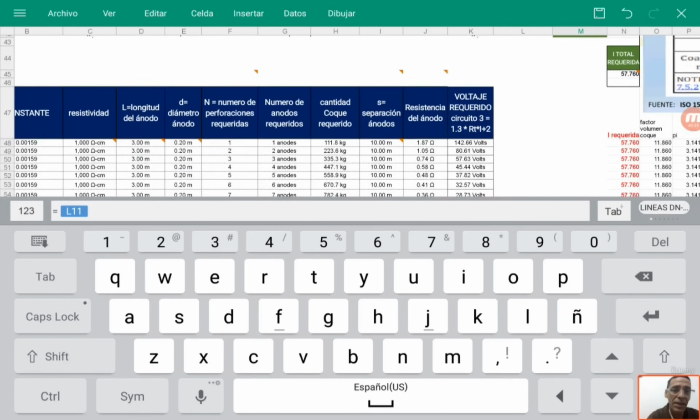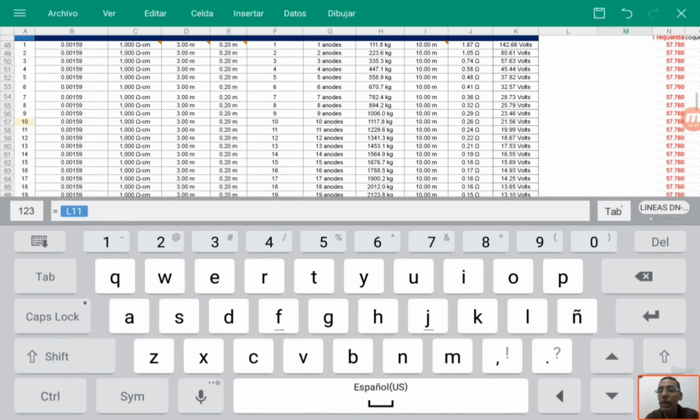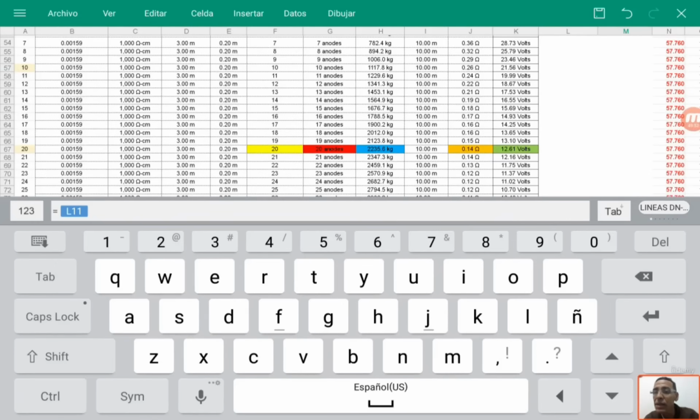Let's consider another very important and crucial detail. It turns out that with this specific requirement, the 57 amperes of electrical current we need for 22 anodes, which is precisely this one right here, we are going to require a rectifier with a voltage of 11 volts.